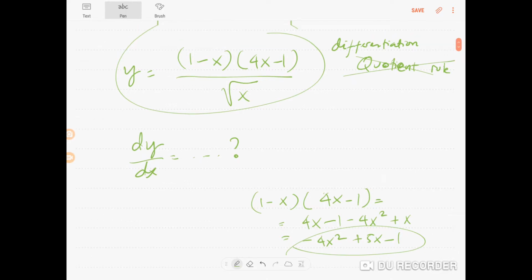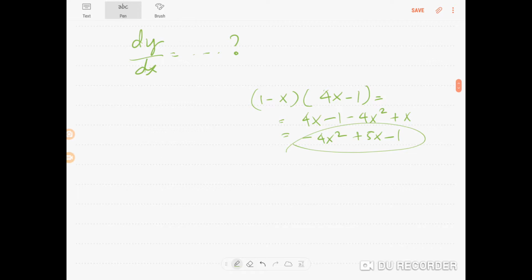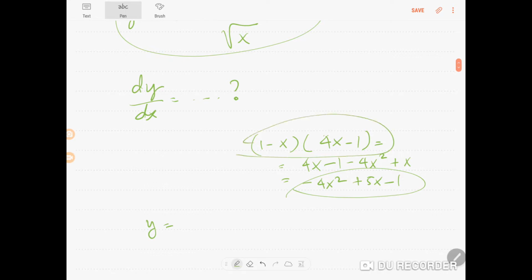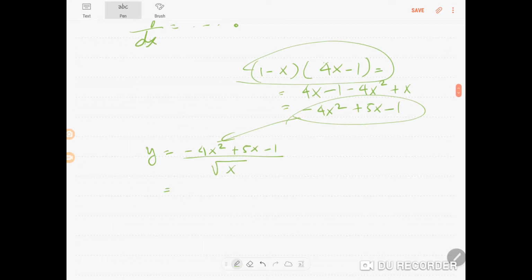Now, what about if we try to simplify the numerator and denominator? So to do that, this is what you need to go through. So y is basically, instead of writing this, I'm gonna write this one as the numerator, right? So negative 4x squared plus 5x minus 1 divided by the square root of x, okay? And in this case, since we are asked to simplify, it's better for us to simplify these two. This is what you need to do if you want to simplify.